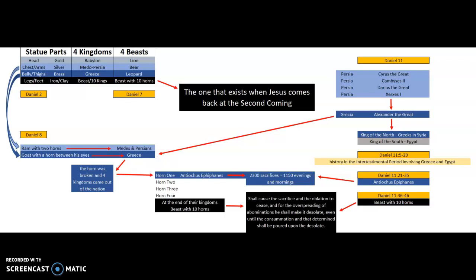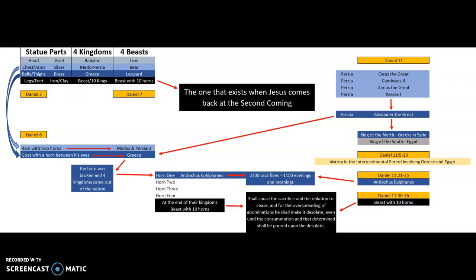We were first introduced in Daniel 2 to the statue. We'll start up here, with the statue parts. There is a 4-part statue composed of a head of gold, chest and arms of silver, belly and thighs of brass, and legs of iron, feet of iron and miry clay. We are also introduced to 4 beasts, which correlate directly to the 4 parts of the statue.